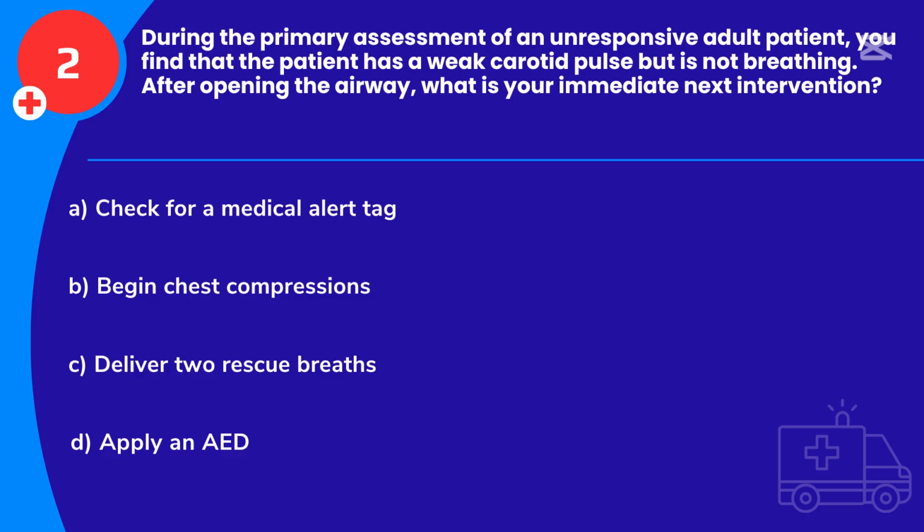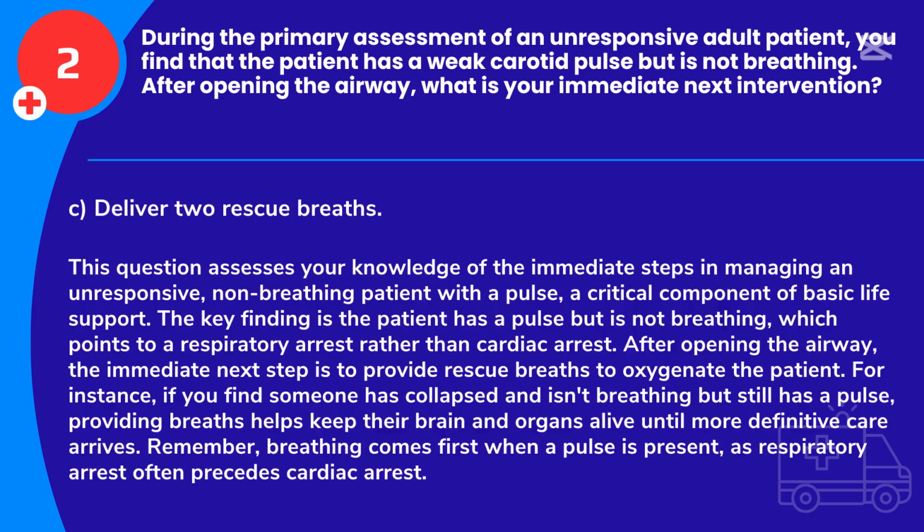During the primary assessment of an unresponsive adult patient, you find that the patient has a weak carotid pulse but is not breathing. After opening the airway, what is your immediate next intervention? A. Check for a medical alert tag. B. Begin chest compressions. C. Deliver 2 rescue breaths. D. Apply an AED. Answer: C. Deliver 2 rescue breaths.